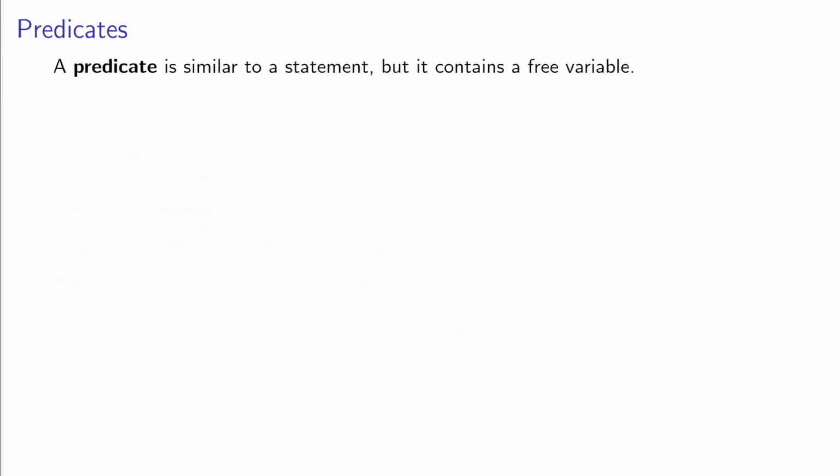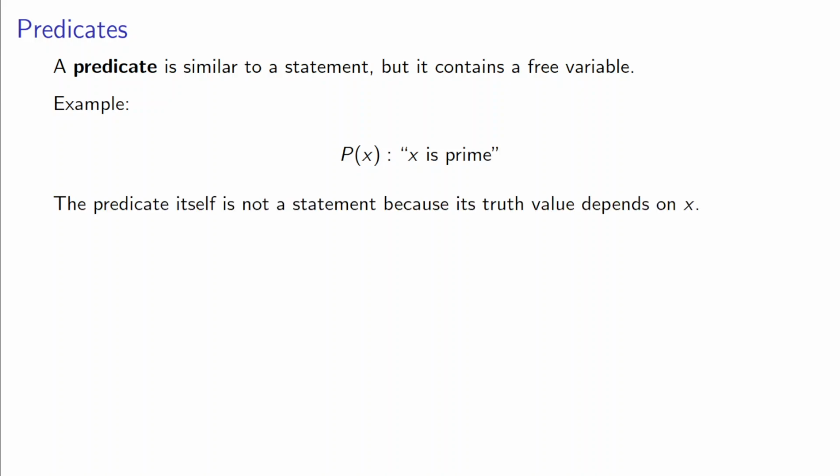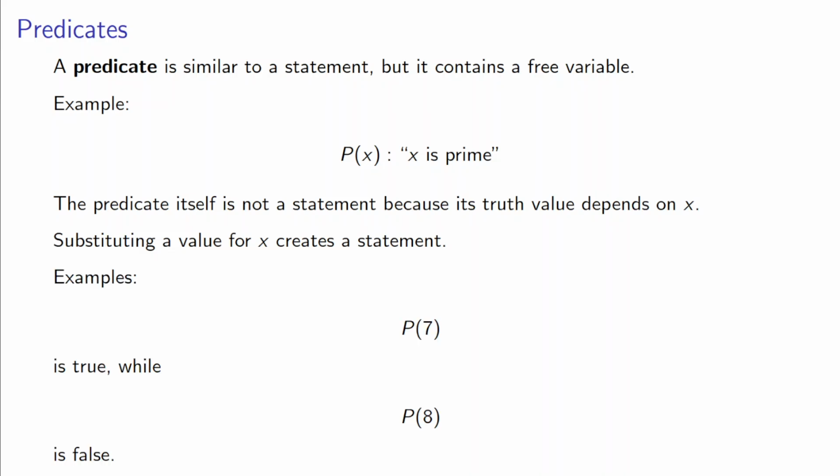So a predicate is similar to a statement, but it contains what's called a free variable. An example would be P of x is the statement that x is prime. You can see that x in there is a free variable. So we have this statement P, but it's predicated on the variable x. The predicate itself is not a statement because its truth value depends on x. Once we substitute a value in for x, it creates a statement. So P of 7 would be the statement 7 is prime. That is true. Another statement could be P of 8, 8 is prime. That one is false.